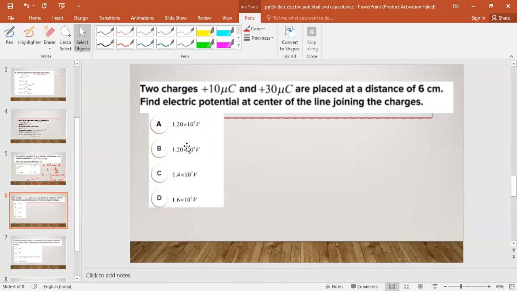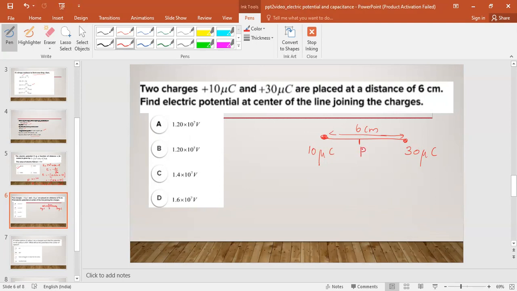So we are just doing a mapping of this one. So we have two charges, one having 10 microcoulomb and another having 13 microcoulomb, and the distance between them is 6 centimeter. Find the electric potential at the center of the line joining charges. So here we have to evaluate.